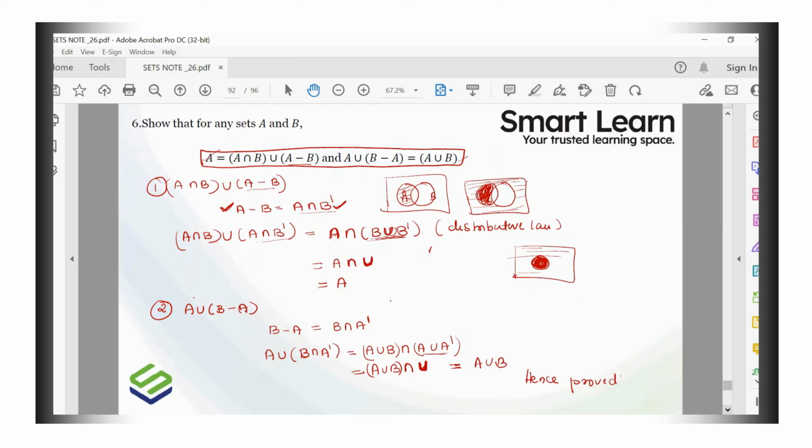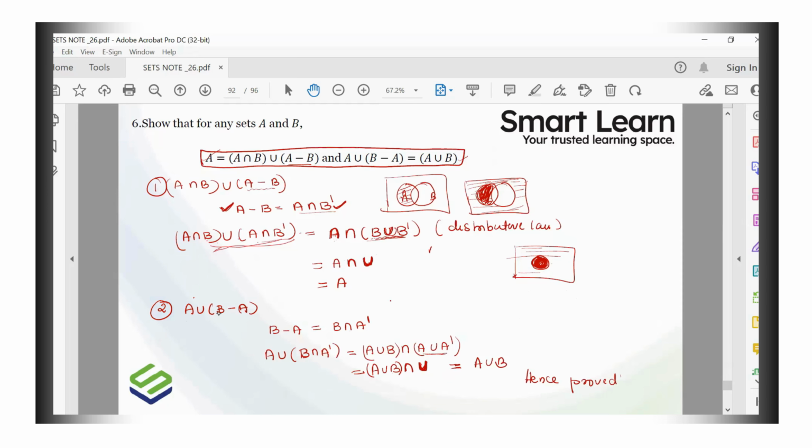So, A intersection B union A intersection B complement. See, this is the distributive property, na? Means we are expanding something, you will get this one. So, how will it come? A intersection B union B complement. That expansion is this one. Now, B union B complement is what? Universal set. So, A intersection universal set is A.